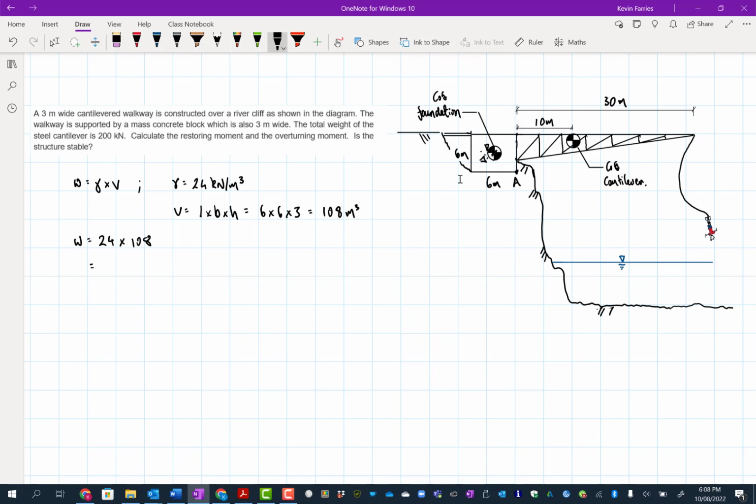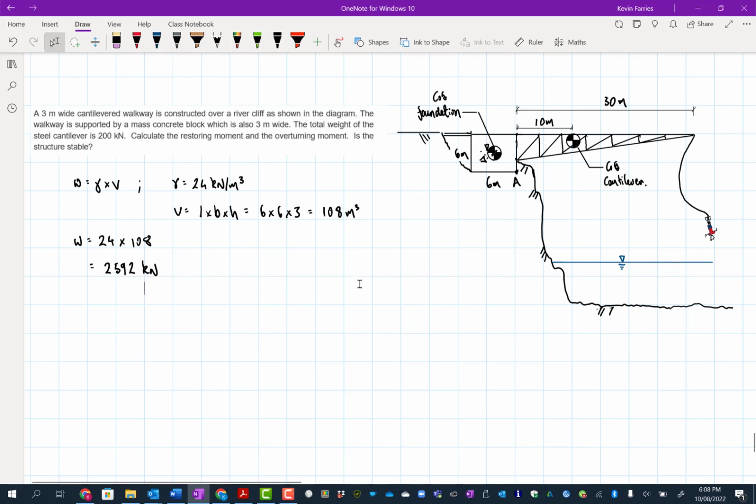Just a second, my calculator's being silly. 2592 kilonewtons. 2592 kilonewtons is the weight of the concrete block. Does that sound about right? I think it is. 6 times 6 times 3, that looks about right.